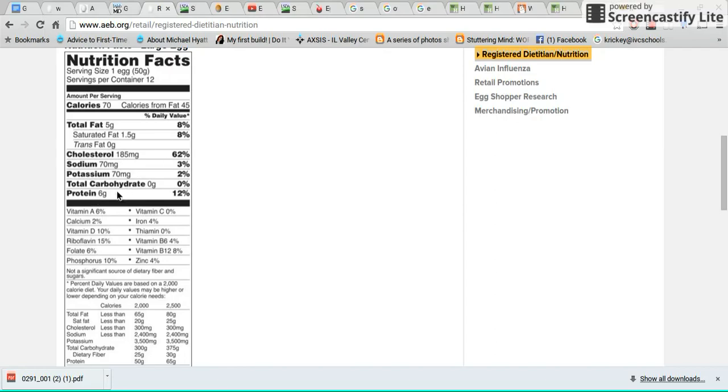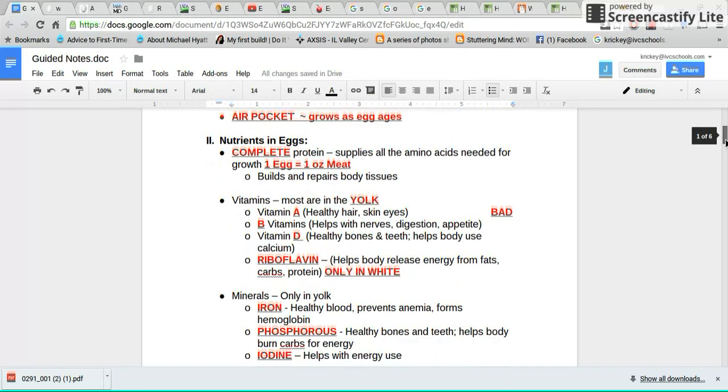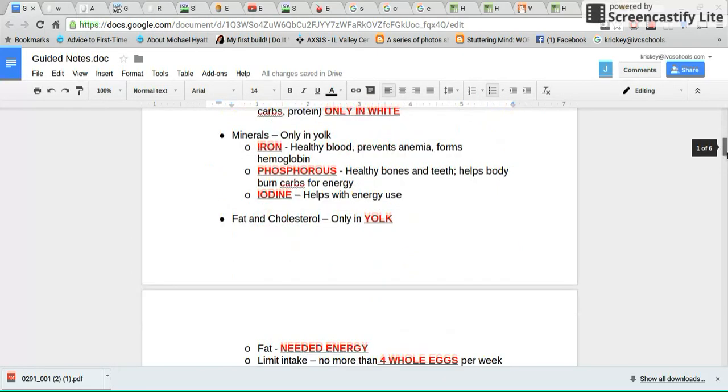The white has the other half of the protein. We said about 17 calories, and it contains the riboflavin, which is very light sensitive, which is part of the reason we want to keep them protected from light. Okay, so those are the nutritional values for eggs.